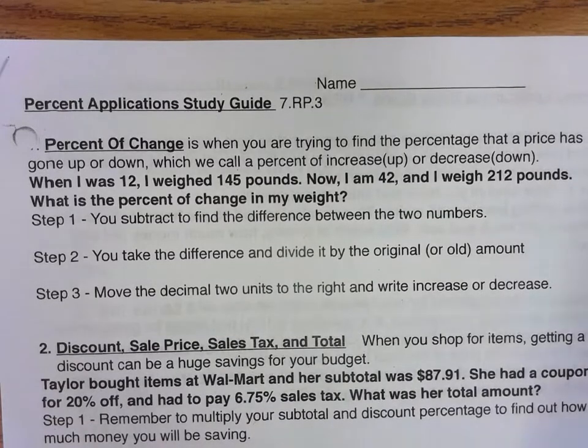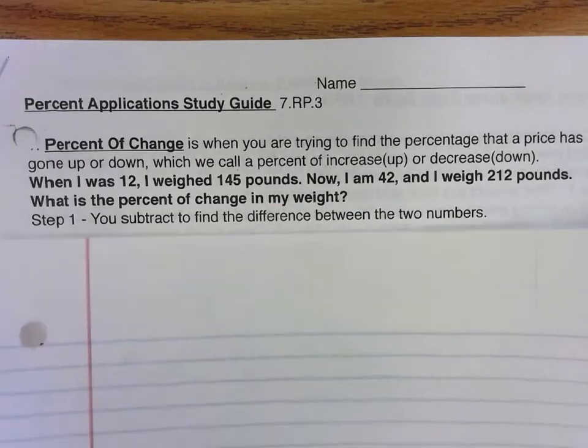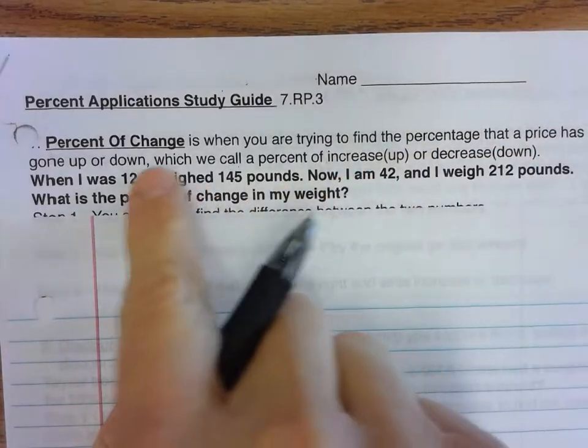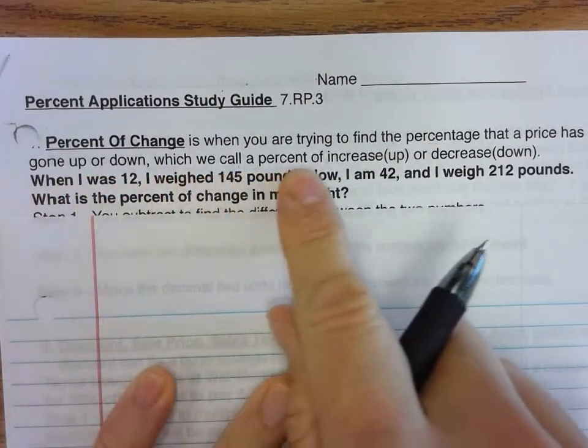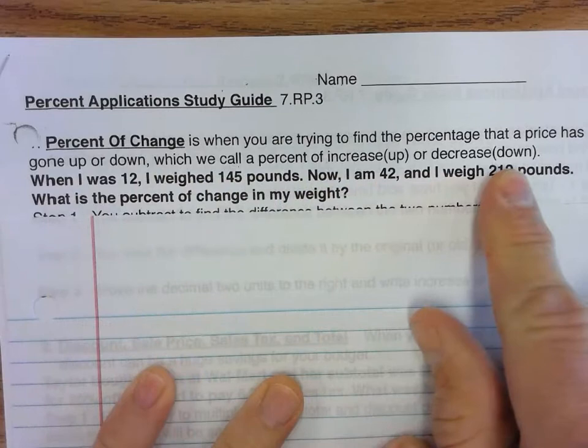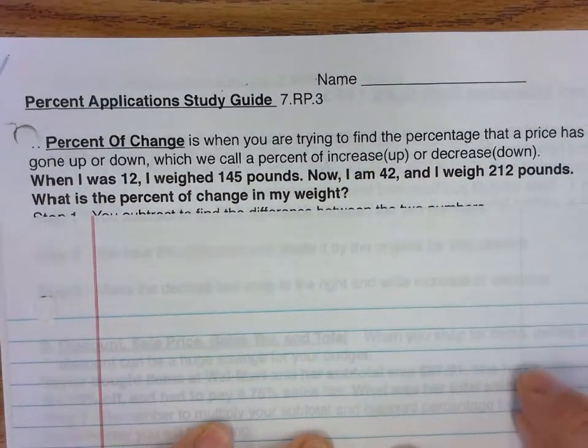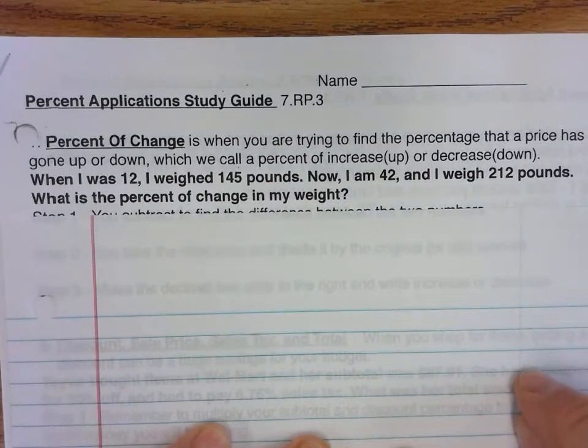So in this first section, just a review of percent of change, okay? It says when you're trying to find the percent of change and the price has gone up or down, we call that percentage of increase or decrease. Remember, if it goes up, it's an increase. If it goes down, it's a decrease. And here's a little example problem we're going to work together. When I was 12, I weighed 145 pounds. Now that I'm 42, I weigh 212 pounds. What is the percent of change in my weight?